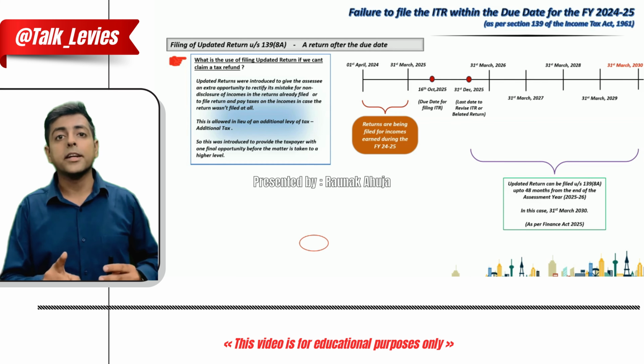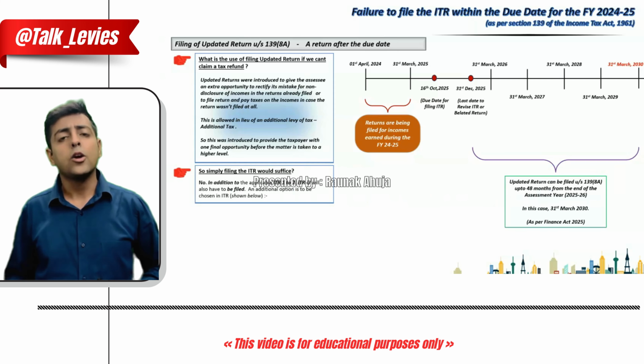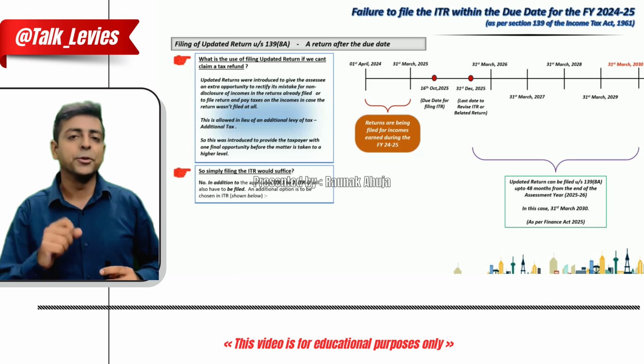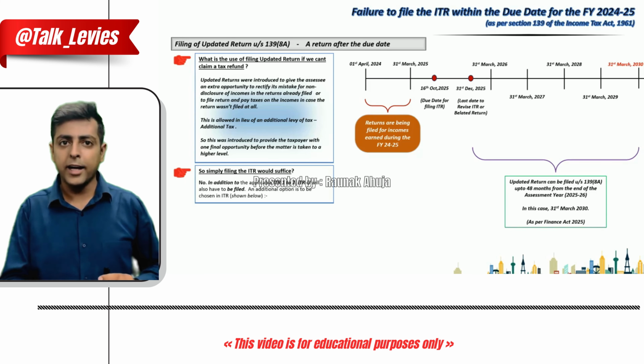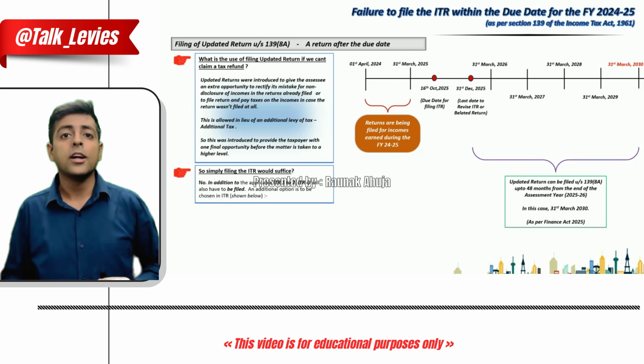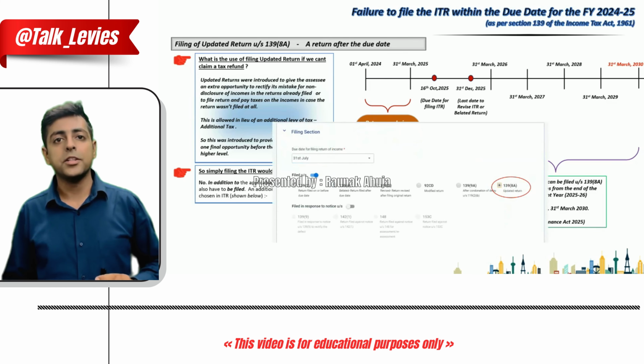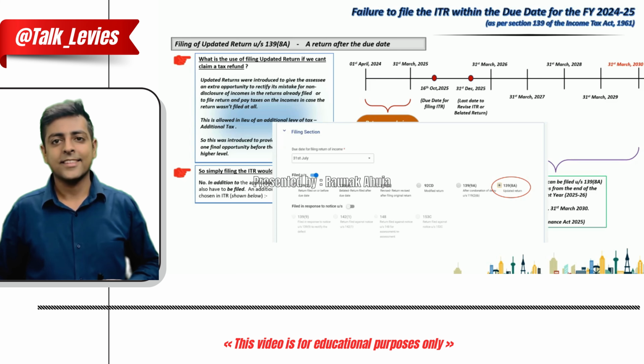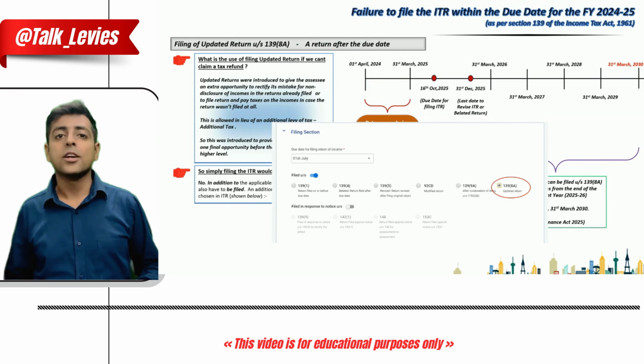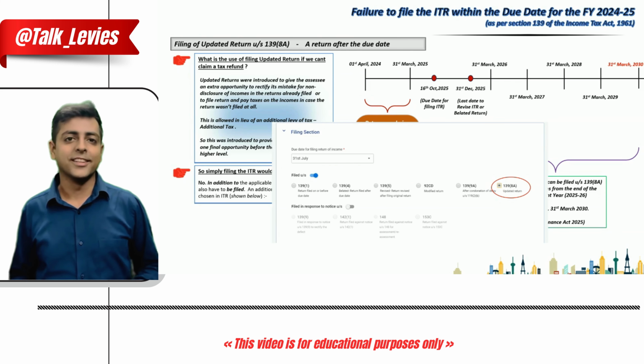Now, on the procedural aspect, how do we file an updated return? And would simply filing an ITR suffice? Now, let me tell you, simply filing an ITR would not suffice. In addition to the ITR, you will also have to file ITR-U. And along with that, in the ITR, you'll have to select an additional option under Part A of the General Schedule under the Filing section, as shown in the snapshot to my left. So this is how you would approach filing an updated return for a financial year.